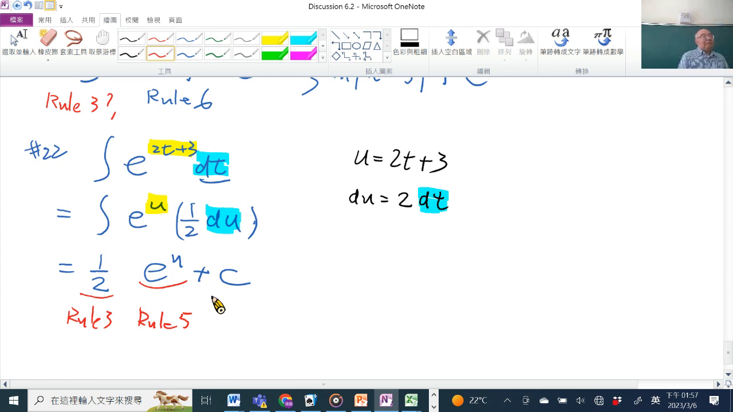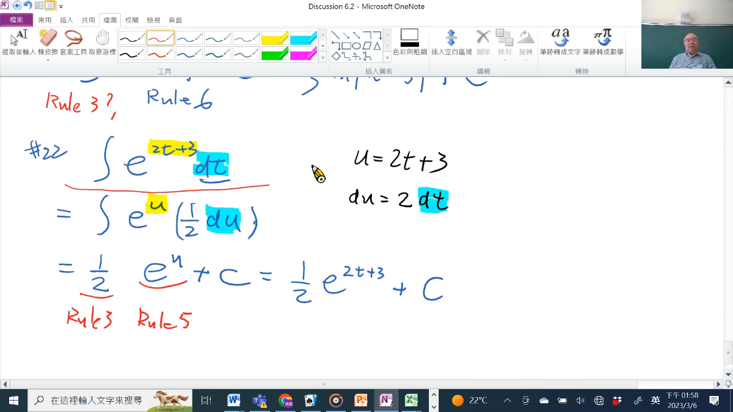Okay, now the last step. Bring back the variable t. So u equals 2t plus 3, with a constant c to the front. Starting with integration of a variable t, we end up with a result as a function in terms of t. So that completes the whole process.